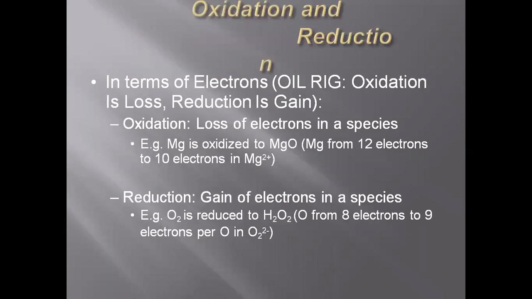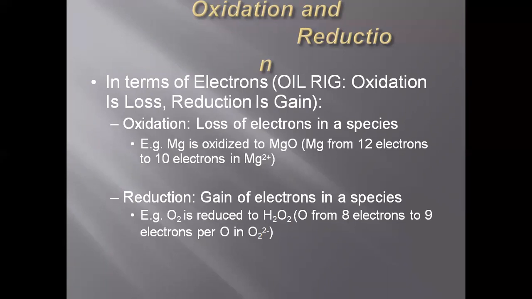In terms of electrons, oxidation is losing of electrons and reduction is gaining of electrons. So oxidation is loss of electrons in a species. For example, Mg is oxidized to MgO, Mg loses 2 electrons and becomes Mg2+. So what happened when Mg loses its 2 electrons and becomes Mg2+? It means it gets oxidized.